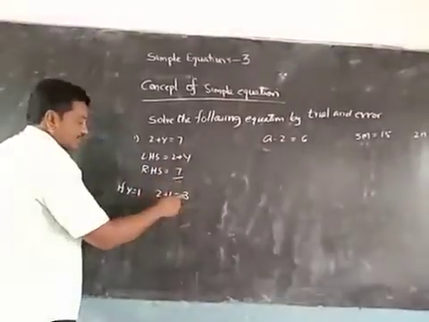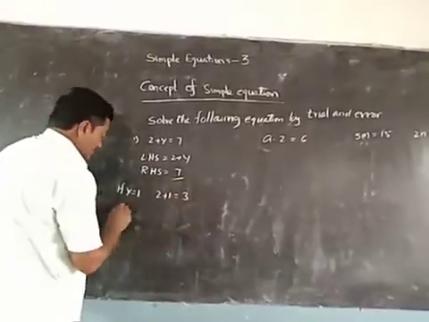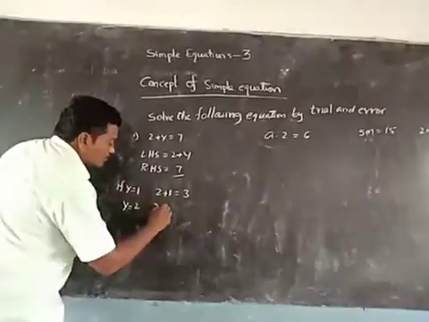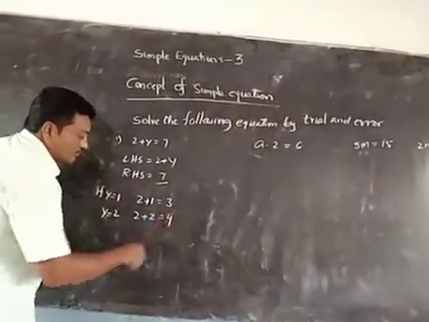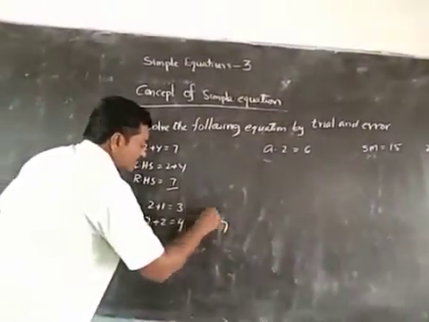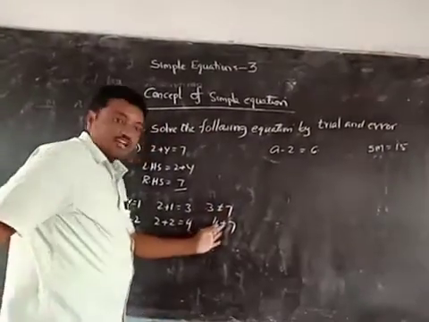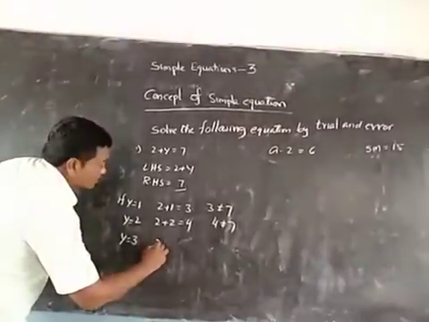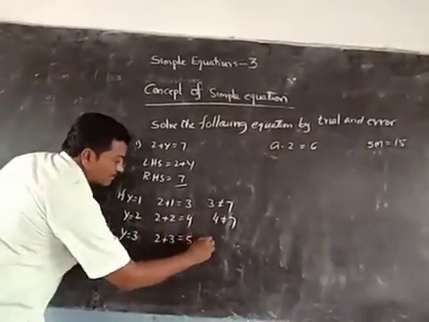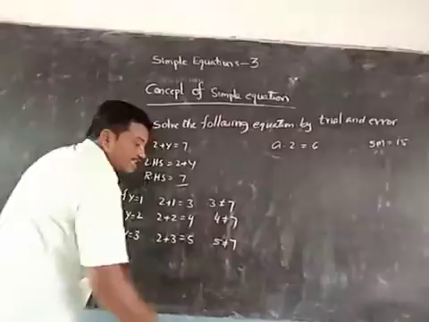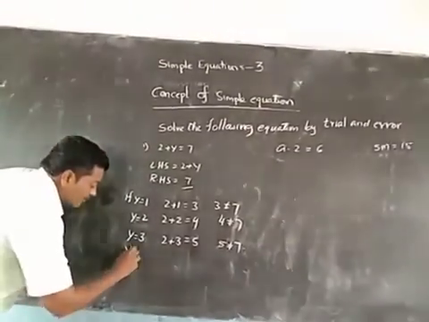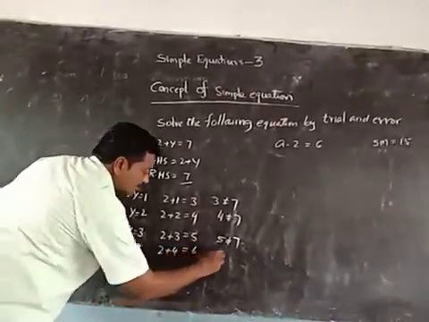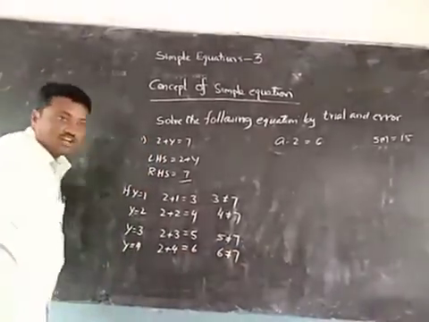It is not equal, so it is not a solution. If y equal to 2, we replace the y value with 2. 2 plus 2 equal to 4. 4 not equal to 7. So it is also not a solution. y equal to 3. 2 plus 3 equal to 5. 5 not equal to 7. It is not a solution. If y equal to 4, 2 plus 4 equal to 6. 6 not equal to 7. It is also not a solution.